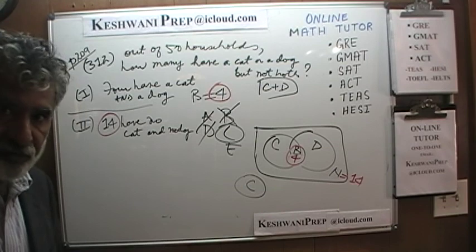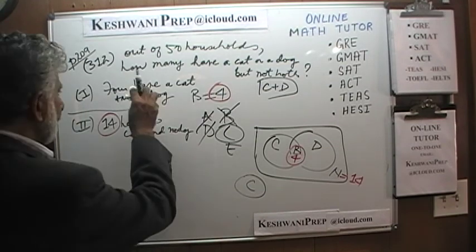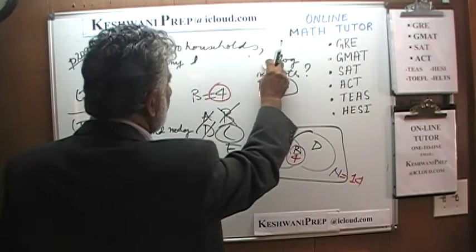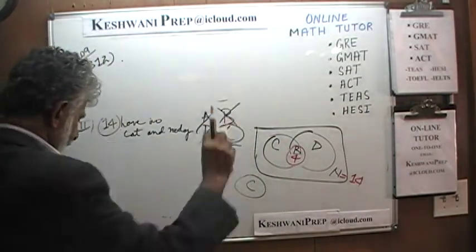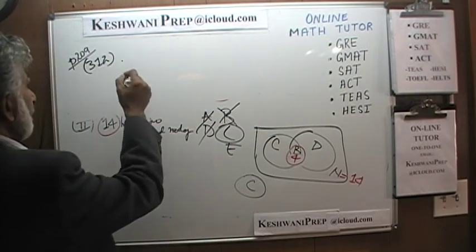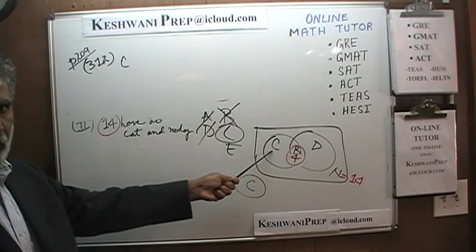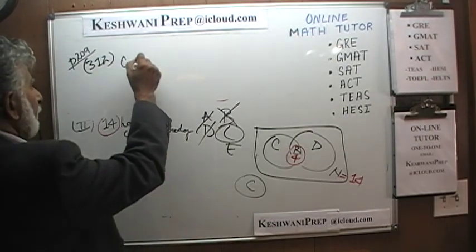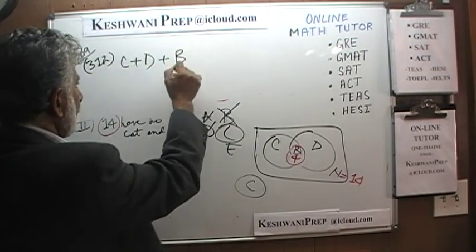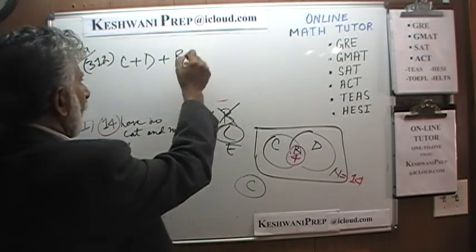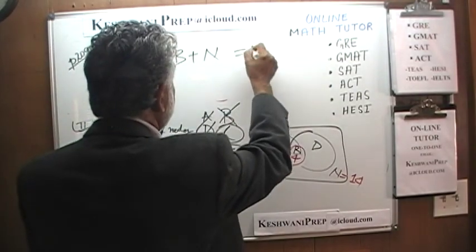What we are about to do is not something we'll do in the real exam, as I keep reminding you every single time. So let's do it out. It's not something you will waste your time on in the real exam. So let's do it very quickly. Number of households who have only cats, number who have only dogs, number who have both, and the number who have neither has to add up to 50.